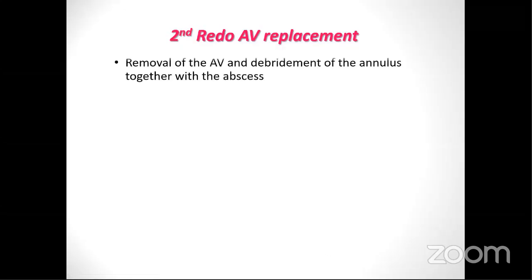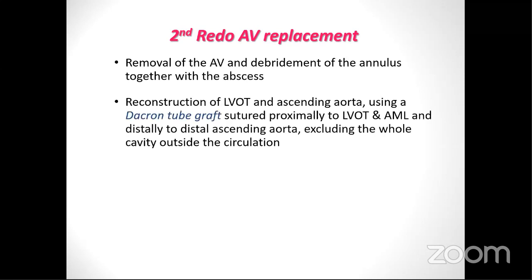So the patient underwent the secondary aortic valve replacement with removal of the aortic valve, debridement of the annulus together with the abscess itself, reconstruction of the LVOT and the ascending aorta using a Dacron tube graft sutured proximally to the left ventricular outflow tract and the base of the anterior mitral leaflet, distally to the distal ascending aorta, excluding the whole cavity outside the circulation.